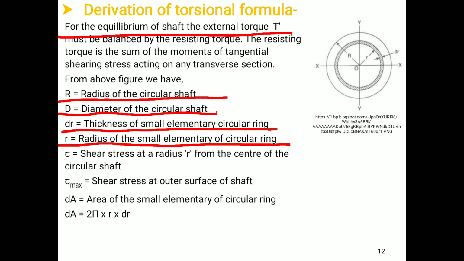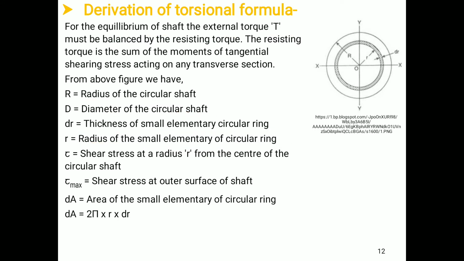So as shown in figure, we have a circular cross section of the shaft. We have to concentrate on a small annular ring, which has a thickness equal to dr. That small annular ring is located at a radius of small r as shown in figure, and capital R will be the radius of the entire section.